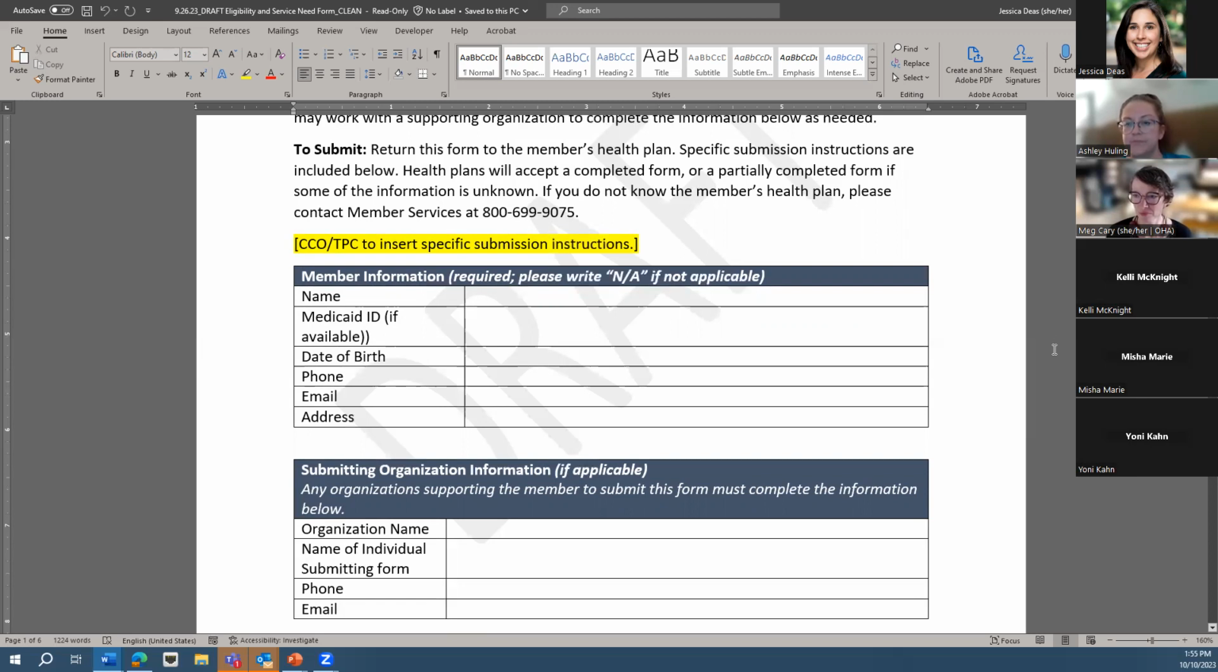But I do see, let's see. We have a space for a CCO or an open card third-party contractor to insert specific submissions. And then we have a member information section first that says both required and write NA if not applicable. And I actually have immediate thoughts about that myself, because if something is not applicable, then it worries me that it's also required. But I'm not here to tell you my opinion. I'm here to listen to you.